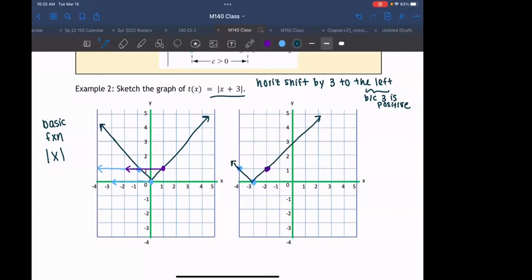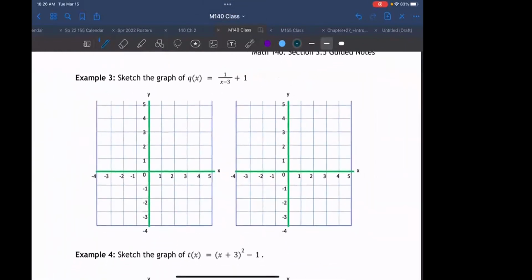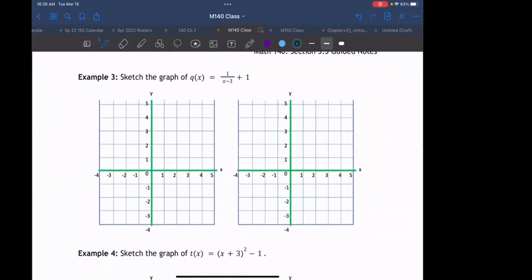And it's going to look like a V, but it's a little bit shifted over to the right. Any questions on horizontal shifts? Let's make things a little bit harder. Okay, we're gonna go to the next page. And here we're gonna start piecing things together.